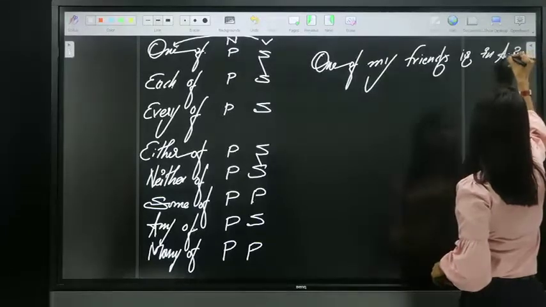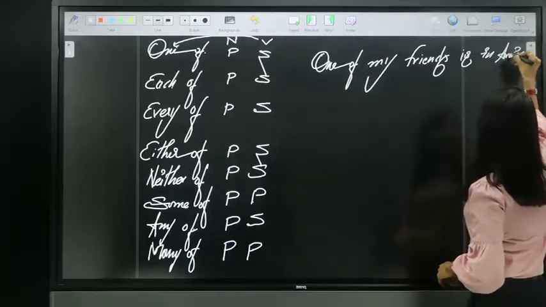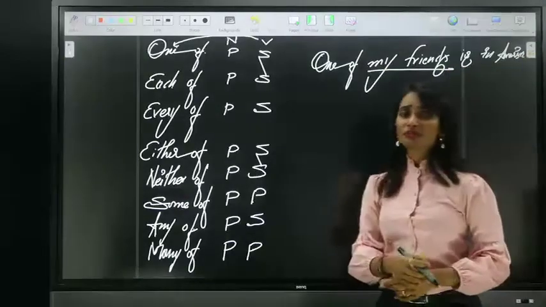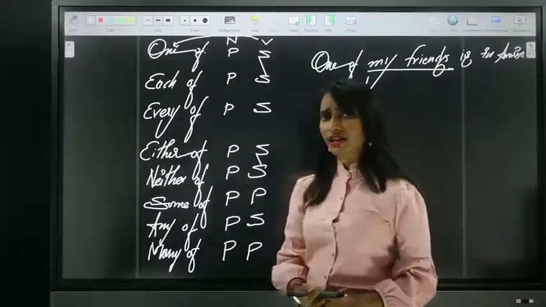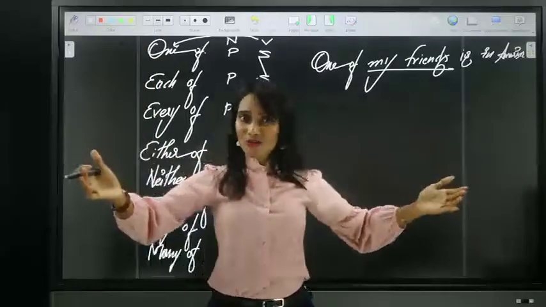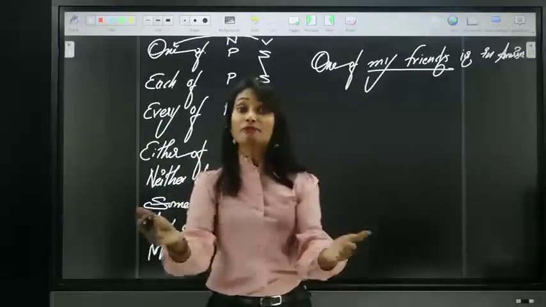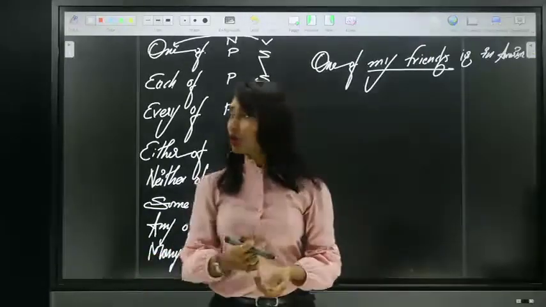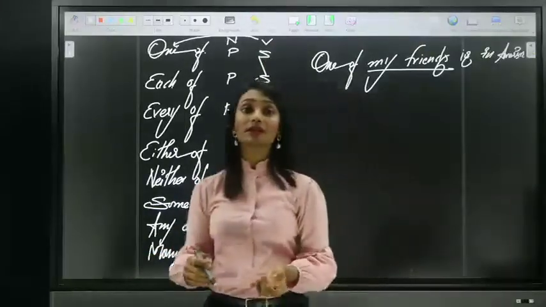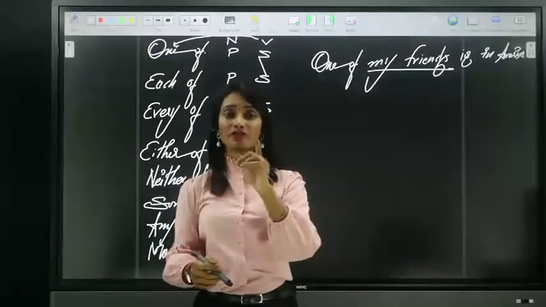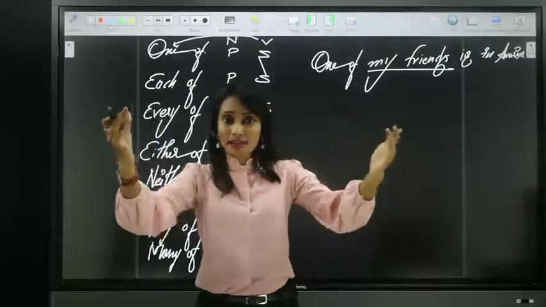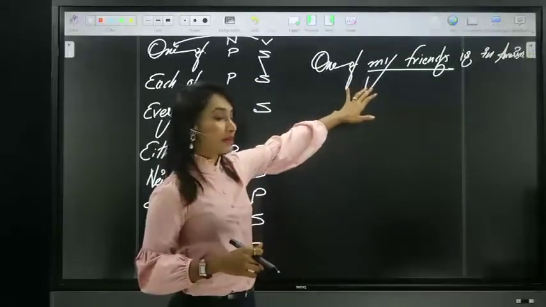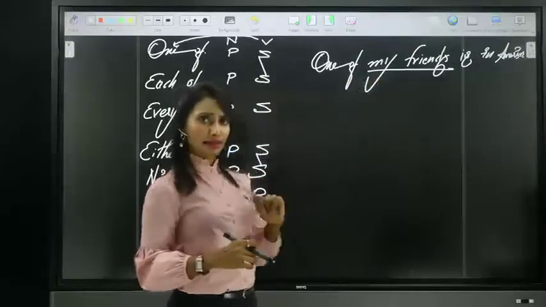Now guys, why are we using a plural noun? Why not a singular noun? Because I have many friends. I'm talking about one of many. So one of, each of, why are they always taking plural nouns? Because we are discussing one of many, or either of two. So remember, that is the reason it should be a plural noun. And one is singular, that's why is.